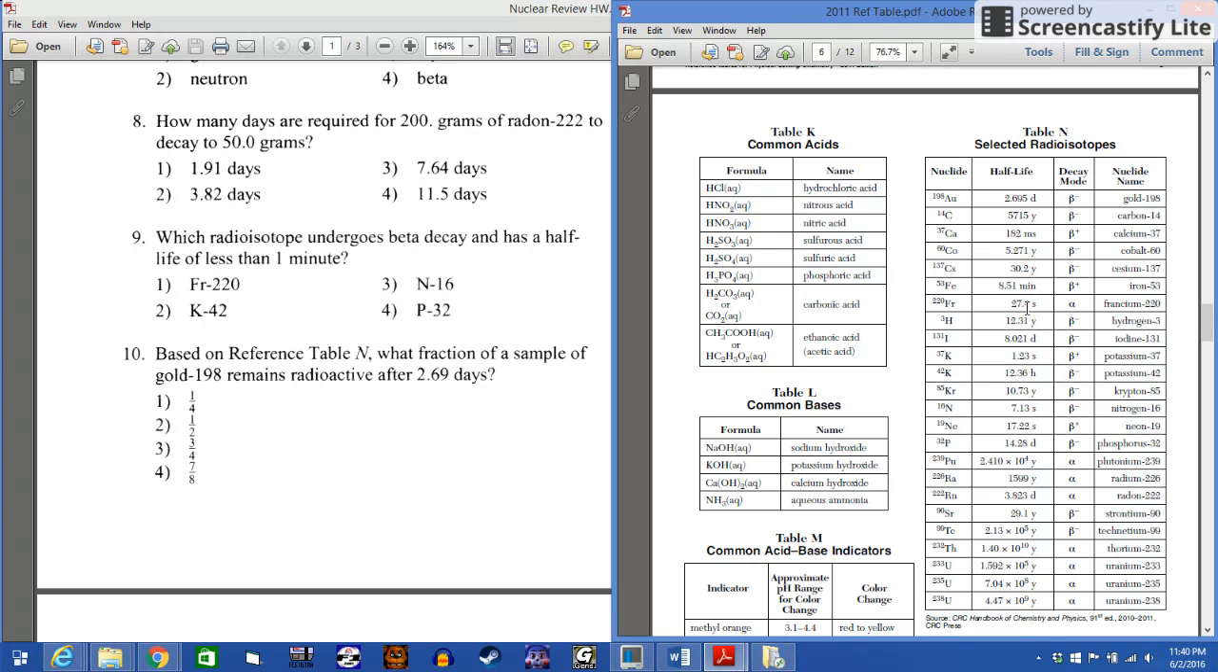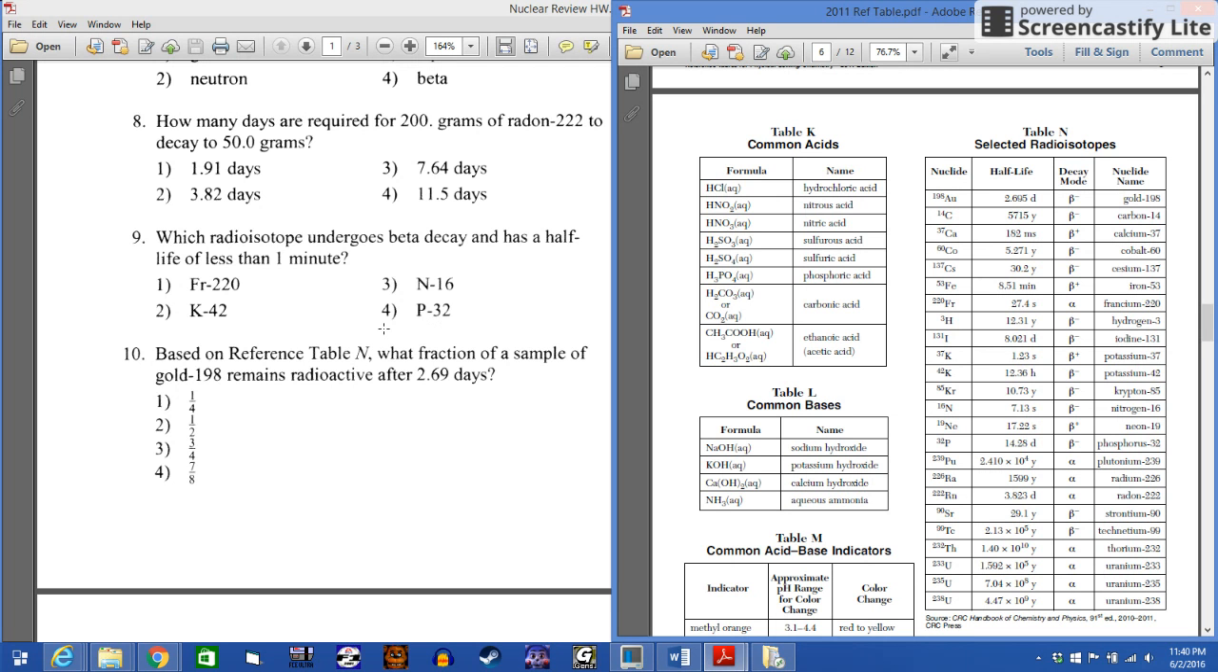27.4 seconds. But it's an alpha, so that's out. Potassium-42 is next. K42. 12.36 hours, that's out. N16, here we go. N16, 7.13 seconds. Beta, ding, ding, ding. Number 3 is the answer. Phosphorus-32 is beta, but it's 14 days or so.